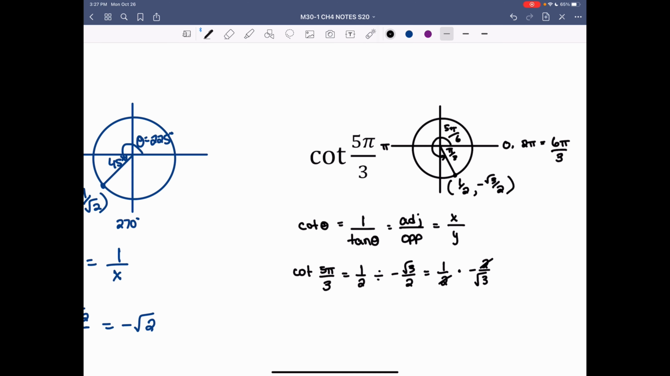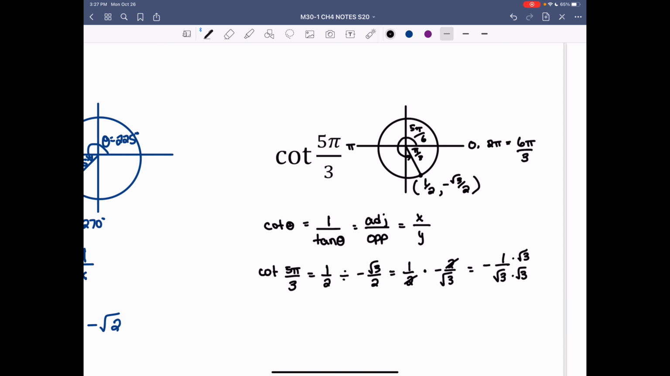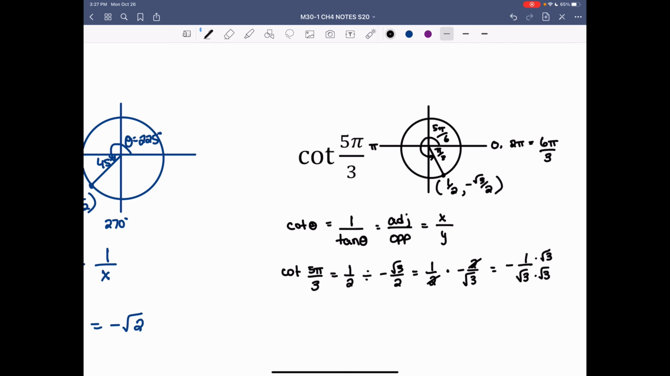These 2's divide to 1, so we're left with negative 1 over root 3, and we can rationalize the denominator. We get negative root 3 over 3. So cotan of 5 pi over 3 equals negative root 3 over 3.